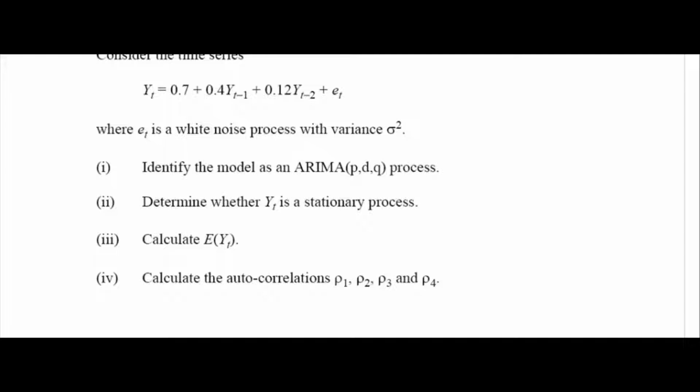Identify the model as an ARIMA p, d, q process. This is part 1. Part 2 is determine whether Yt is stationary or not. Then you have to calculate E of Yt.